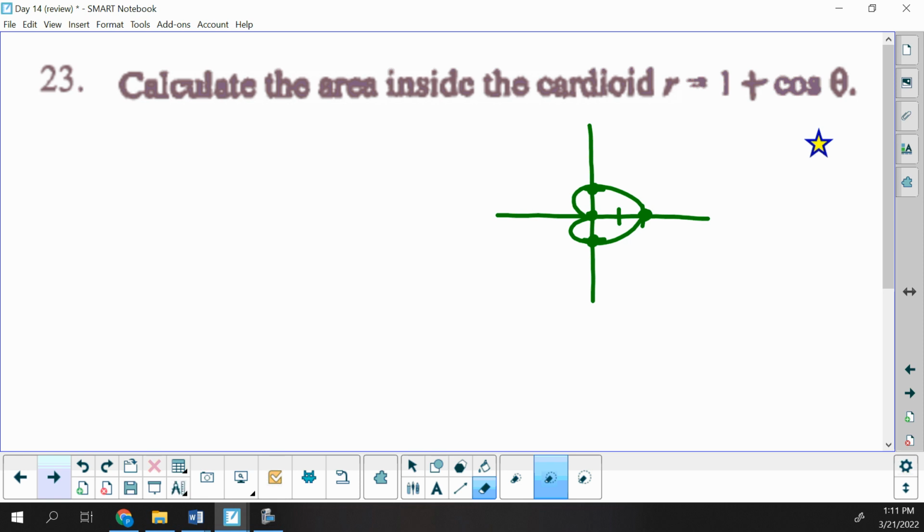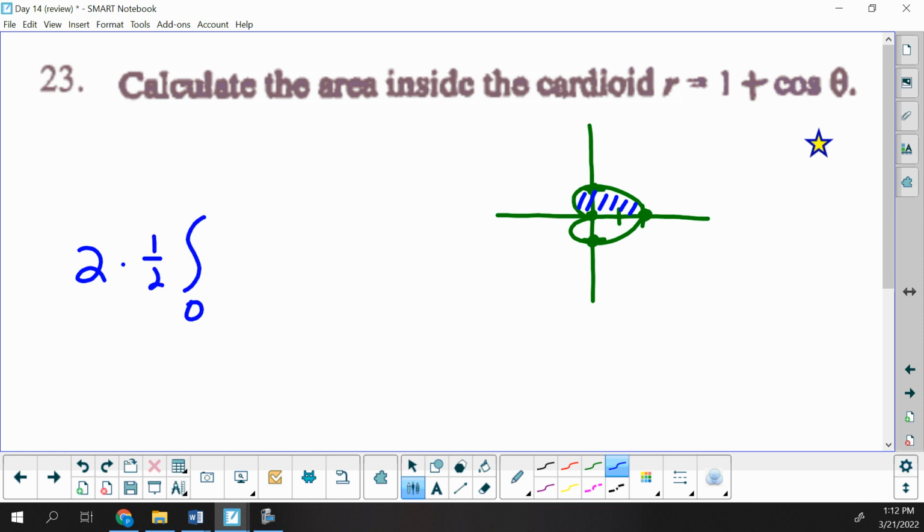But essentially what we want to do, because we've got that sharp point there, is let's just find this area and we can double it. So we're going to have 2 times 1/2 integral from 0 to pi of 1 plus cos theta squared d theta. And we'll leave you to do the rest of this. You'll have a power reduction and everything like that, but that's been somewhat recent, so hopefully you can handle that.